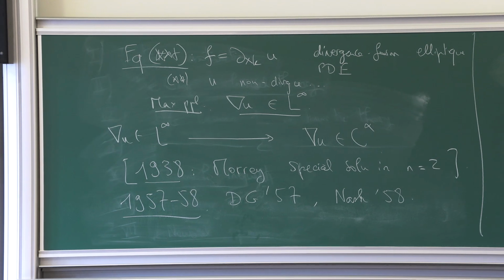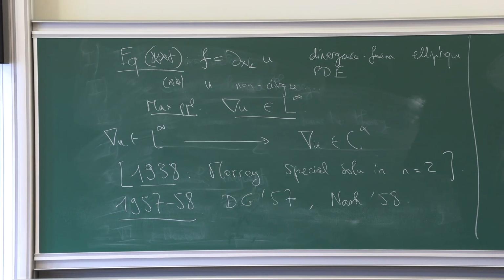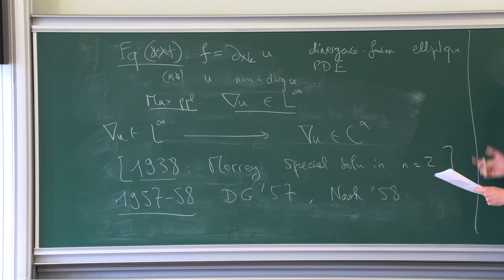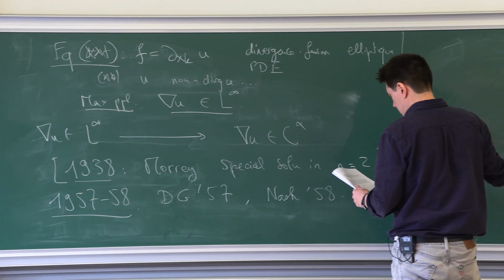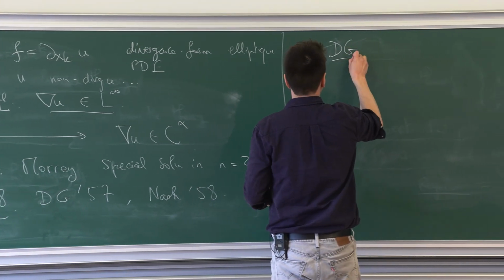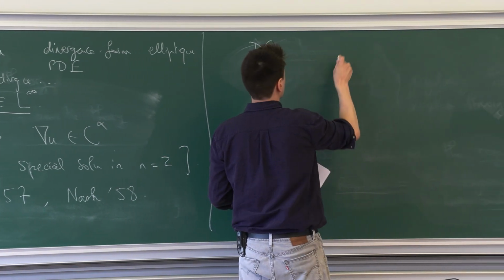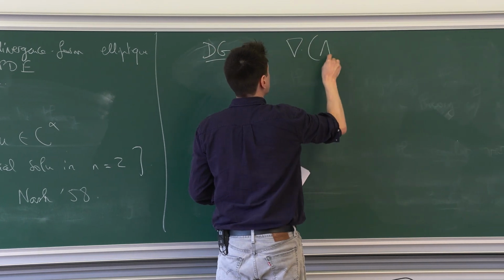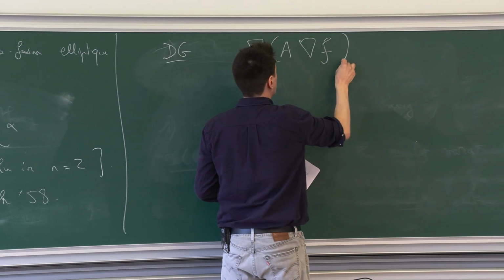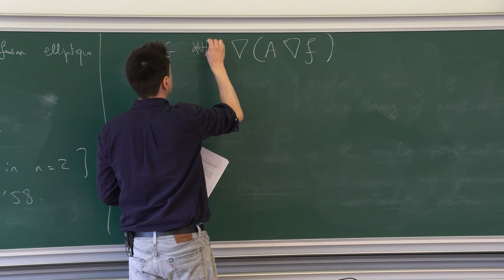With the advantage that the De Giorgi proof is much shorter and much easier to read. But Nash's proof was digested very quickly as well. Okay, so what De Giorgi proved is he considered, so I'm rewriting my equation 3 star.